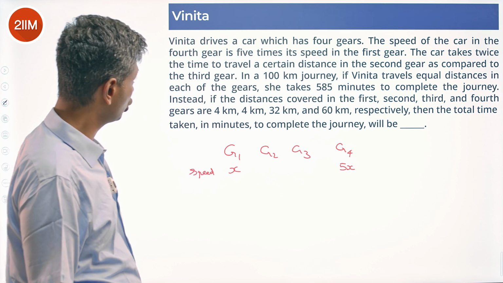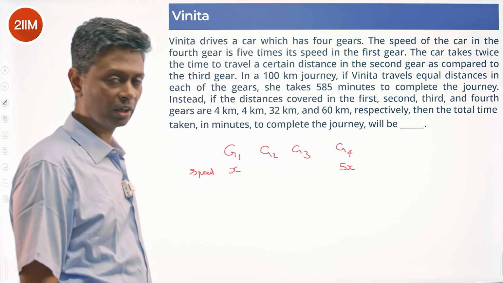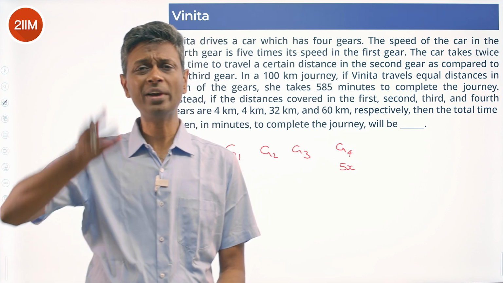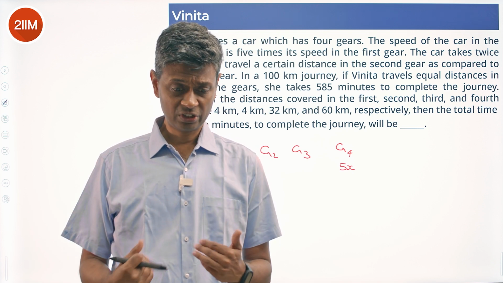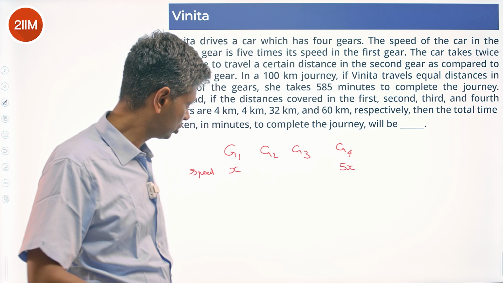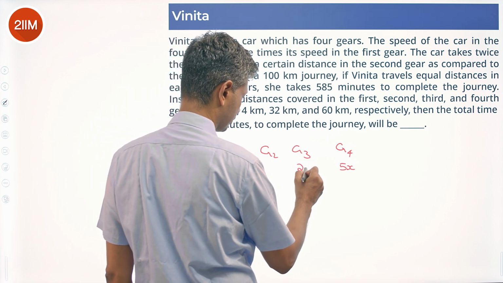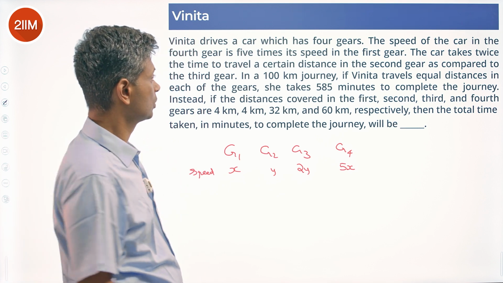Brilliant. The car takes twice the time to travel a certain distance in the 2nd gear as compared to the 3rd gear. In the 2nd gear, it takes twice the time. That means in 3rd gear, it has twice the speed. Same distance, 2nd gear takes more time. It's slower. Twice the time as in 3rd gear. So, 3rd gear speed should be twice 2nd gear speed.